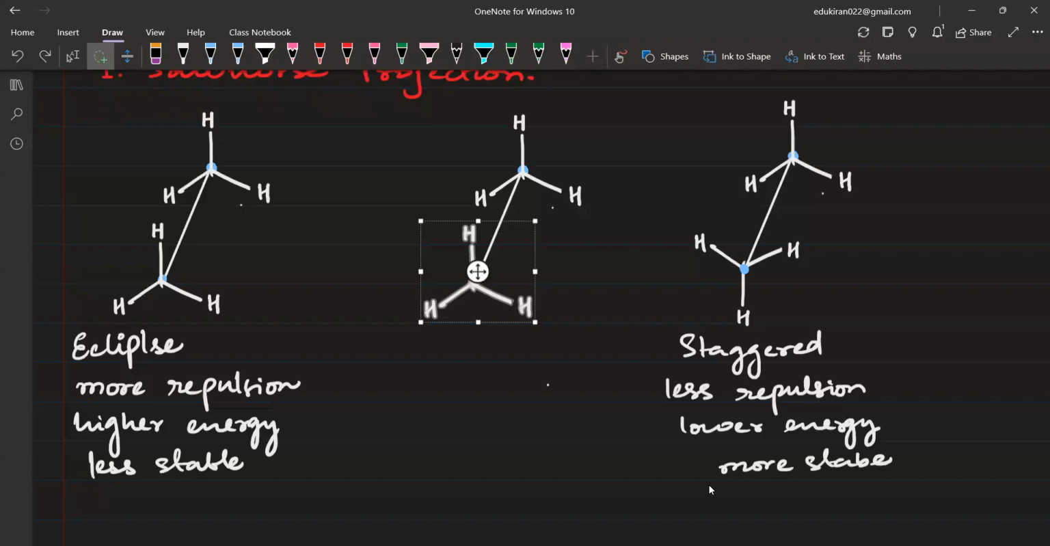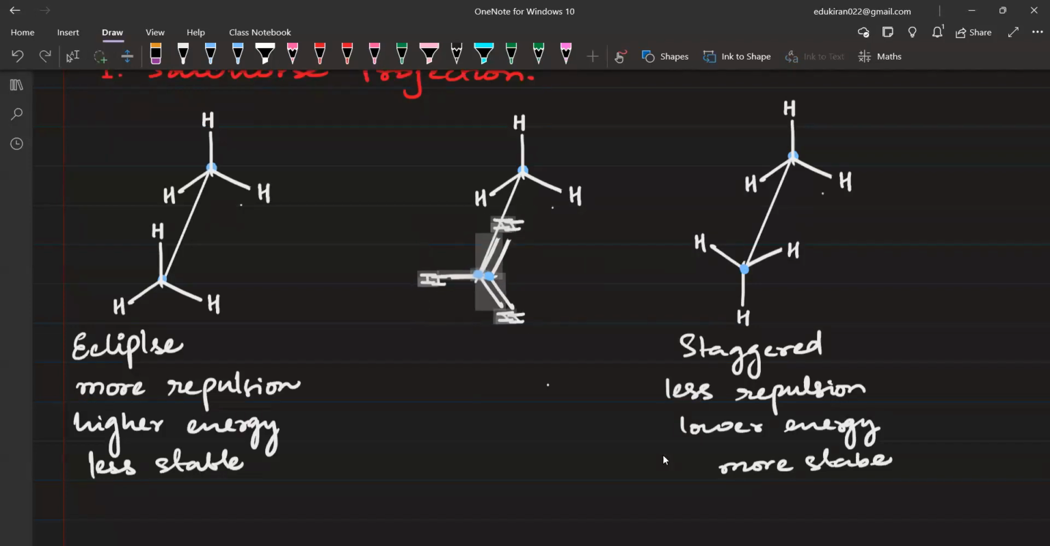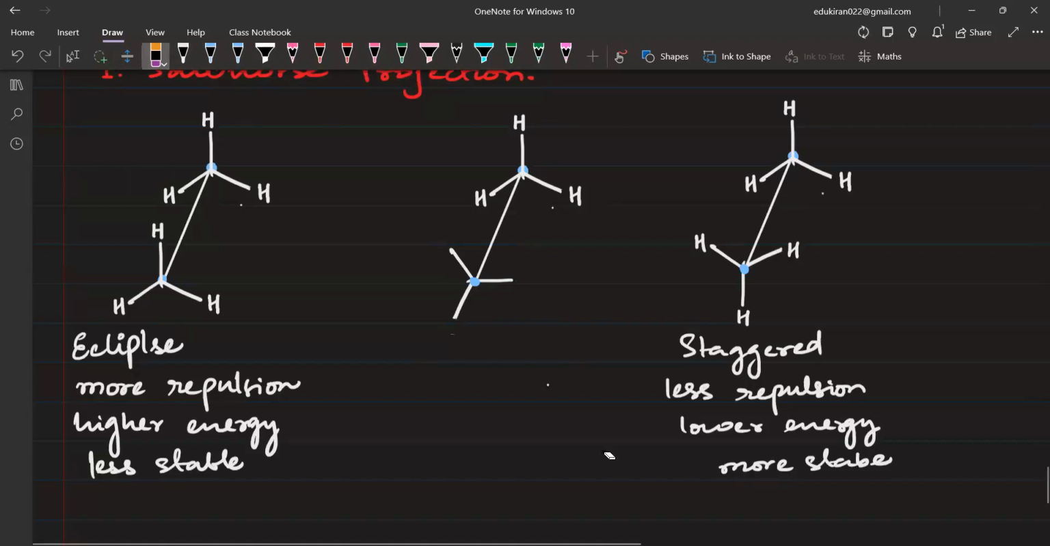for example, if you have something like this, this is fine. So this is neither eclipse nor it is staggered. It is in between. So in between जो भी configuration आएगा उसको बोलते हैं skewed configuration. और skew configuration, in between कोई भी आ जाए ना, this is one of the configuration which is skew.